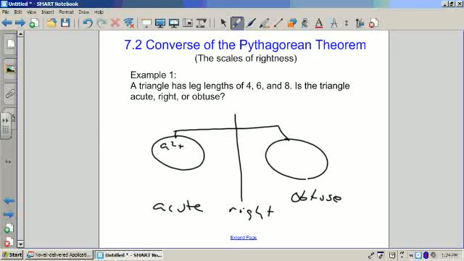Remember, this is a squared plus b squared on the left. The right-hand side is c squared. These are in order from smallest to largest, so 8 must be the c. 8 squared is 64. I've got 64 on the right-hand side.